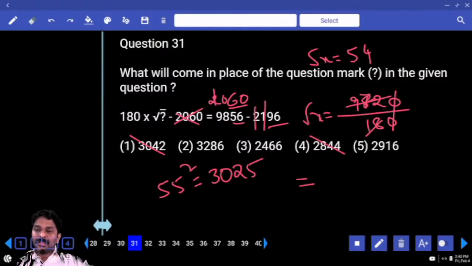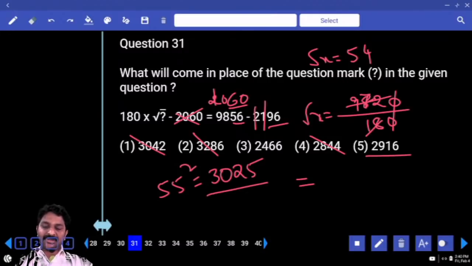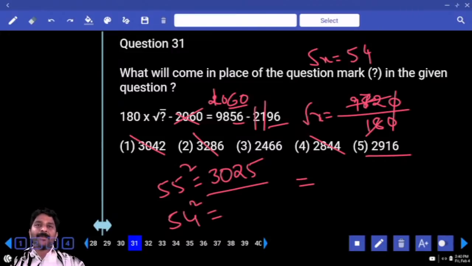Come on. And also our number must be less than 3025. Second option eliminated. Come on. Third option is third option and fifth option, right? Which is close to 3025. Fifth option only, right? Because 54 square in the sense from 3025 approximately we have to subtract 100. Then answer must be in 2900 something.